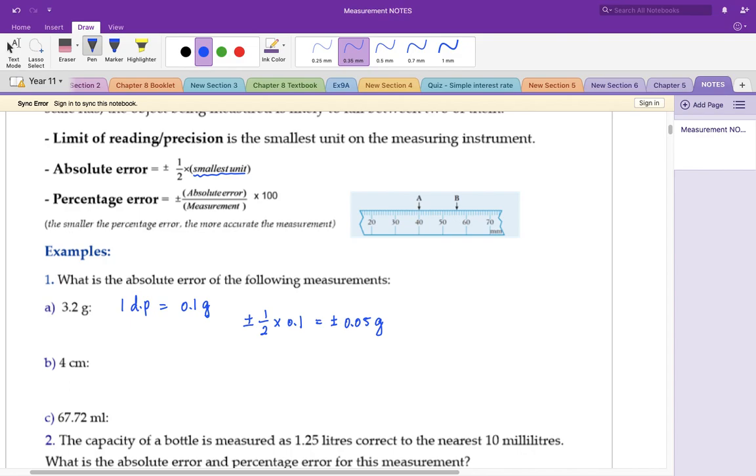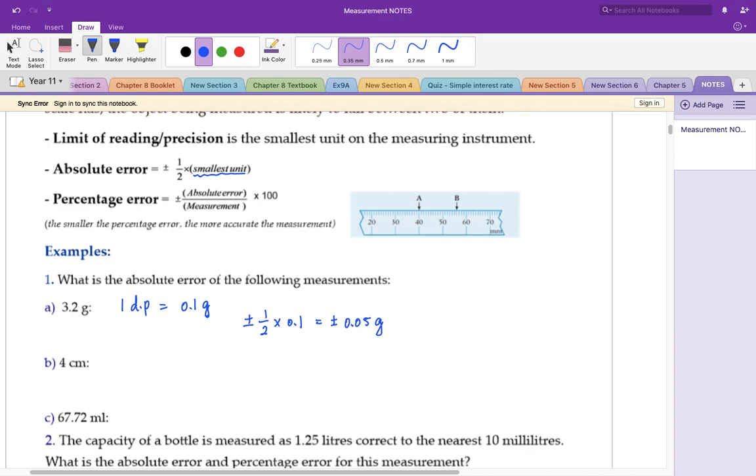What it means is, if the reading is 3.2 grams, then there's a possibility that my answer is 0.05 grams off. That's what it means. So it's not completely accurate.